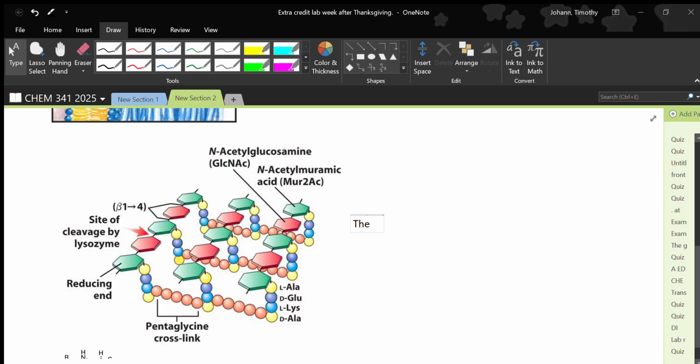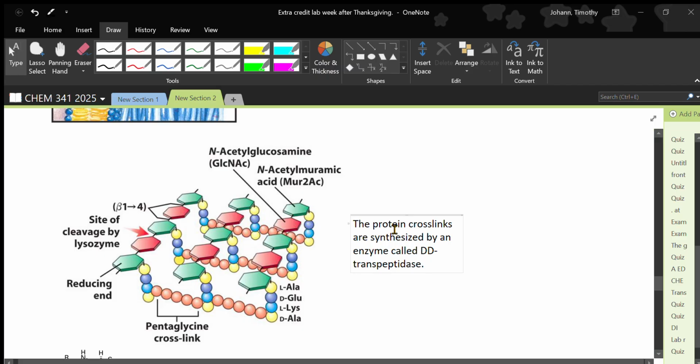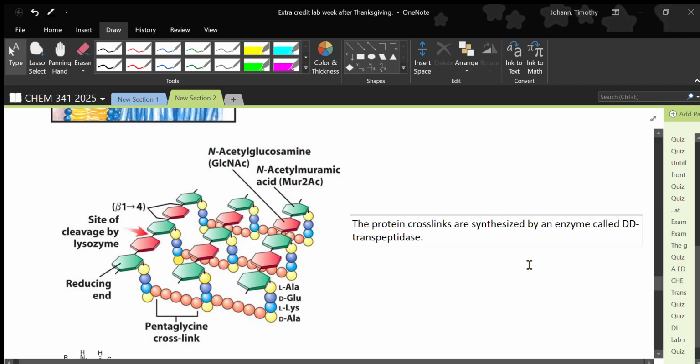So the protein cross-links are synthesized by an enzyme called transpeptidase. I'm going to say DD transpeptidase. If you just said transpeptidase, that'd be okay. Penicillin and the other cillins inhibit this enzyme.